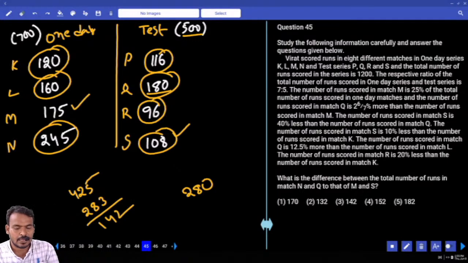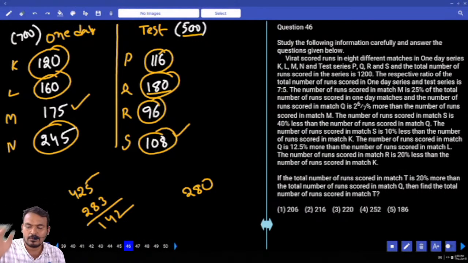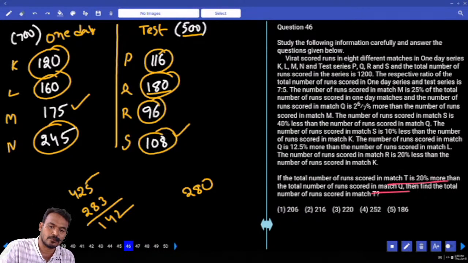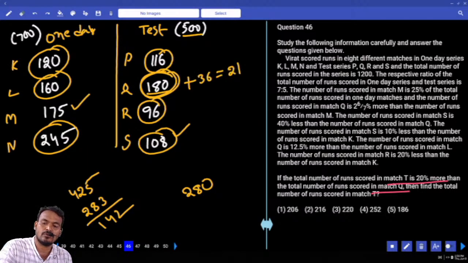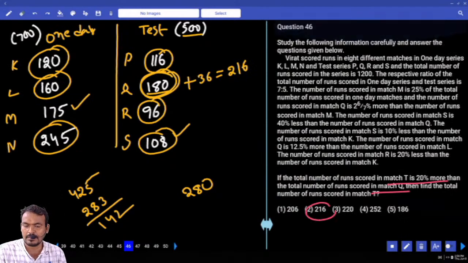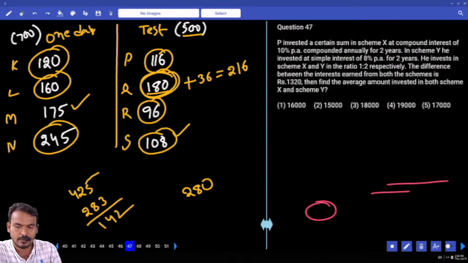125. Question 46. If the total number of runs scored in match T is 20% more than the total number of runs scored in match Q, find the total number of runs scored in match T. T value compared to Q, how much percent is more? 20% more. Already Q value 180. 20% means 36. After adding, it will become 216. What is the answer? 216.